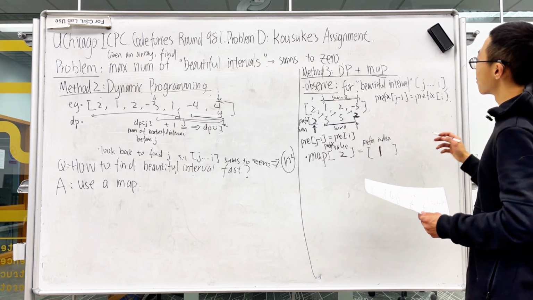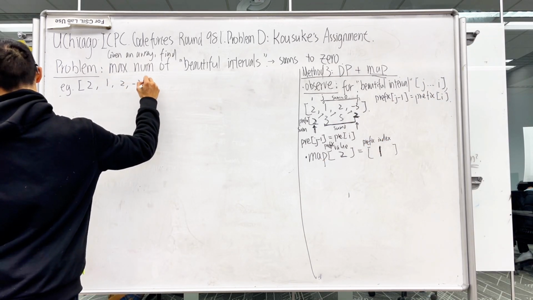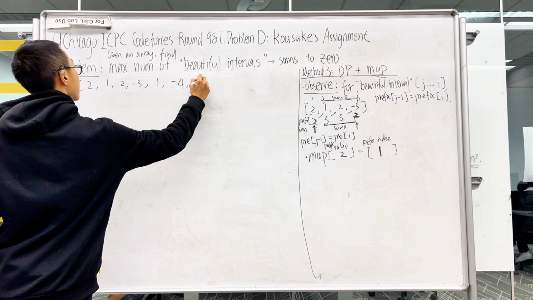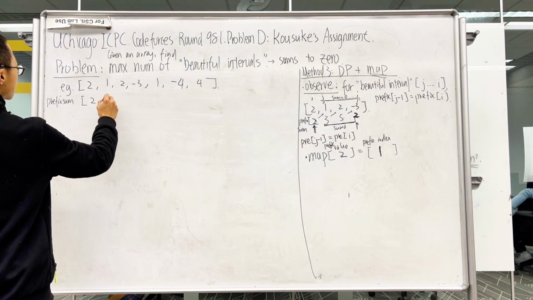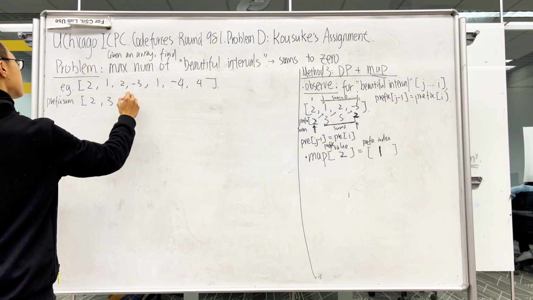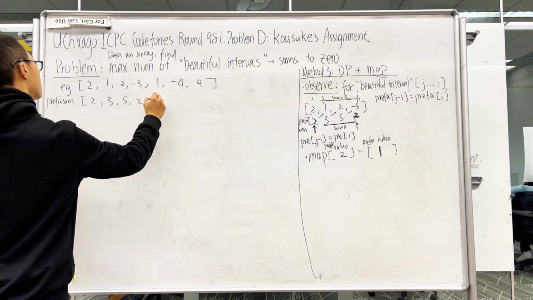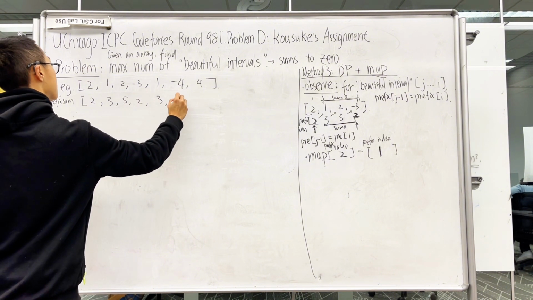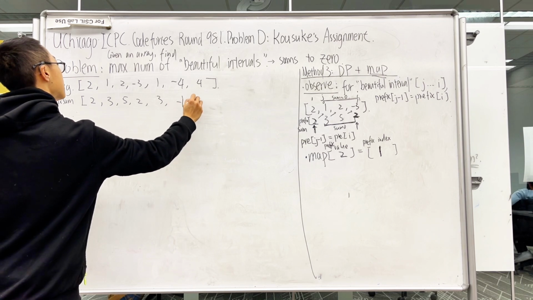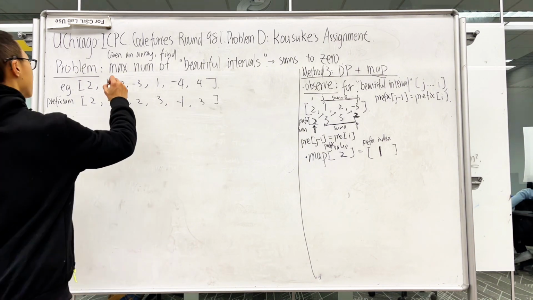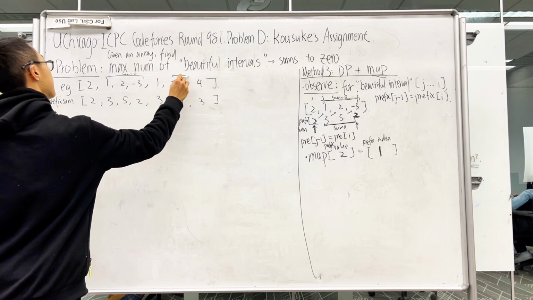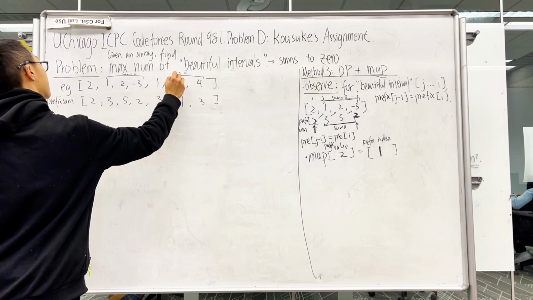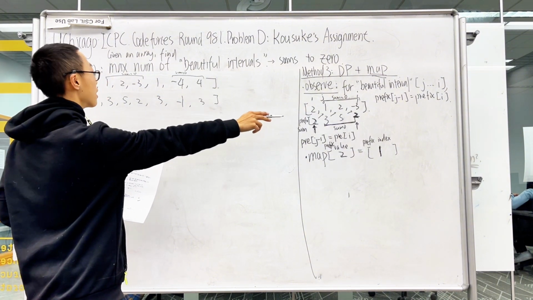Let's walk through an example: 2, 1, 2, -3, 1, -4, and 4. First, let us build the prefix array: 2, 3, and 3 plus 2 is 5. 5 minus 3 is 2, 2 plus 1 is 3, 3 minus 4 is -1, -1 plus 4 is 3. Now, from the example, we know that this is a beautiful interval that sums to 0, and this is another one that sums to 0. Do you observe the pattern on the right?